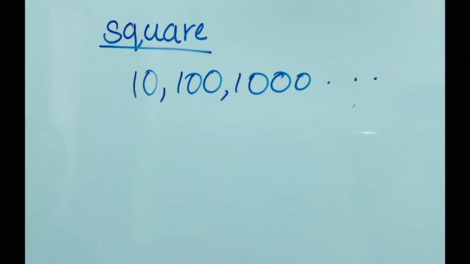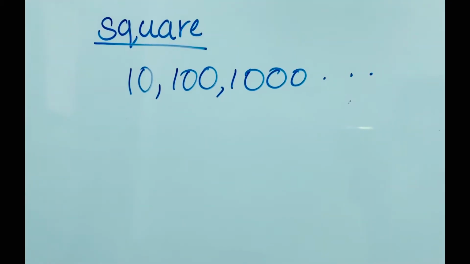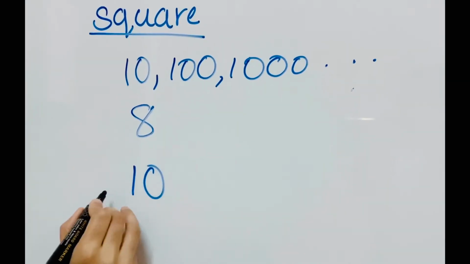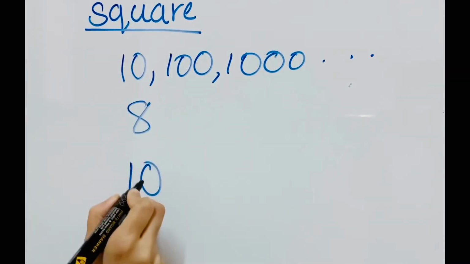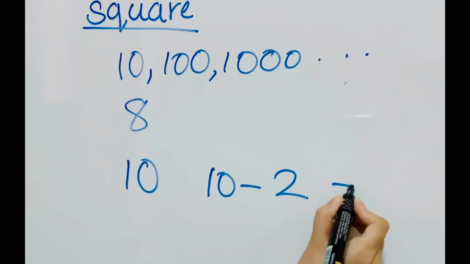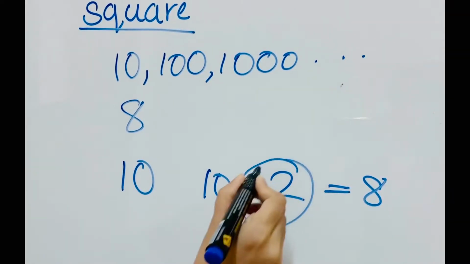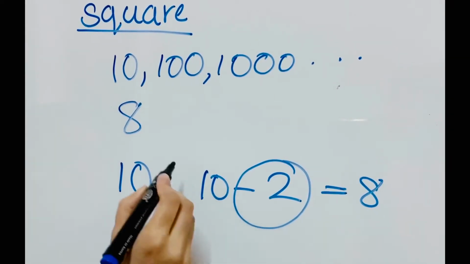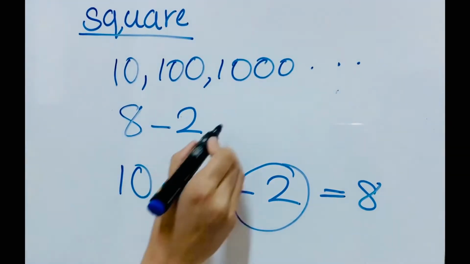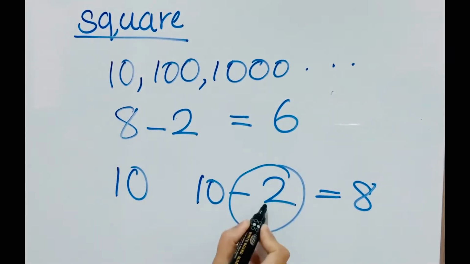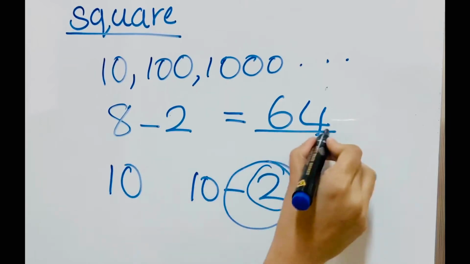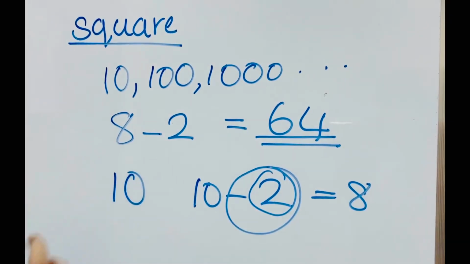Now how can we solve it if the number is less than the base number 10? Suppose we take 8. Here also the base is 10 and the difference between this number and this base is 10 minus 2 is 8. Here the difference is minus 2. Since it is minus, for 8 we do 8 minus 2, which is 6. Then the square of minus 2 is 4. So 64 is the square of 8.